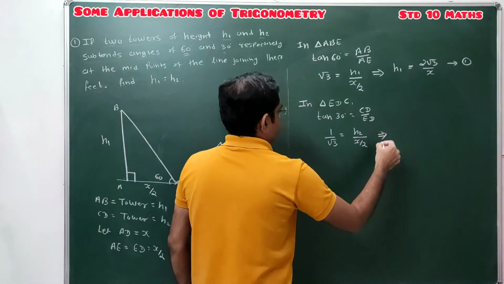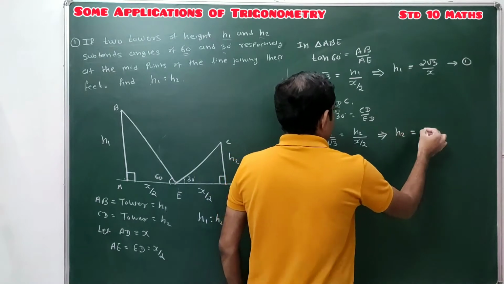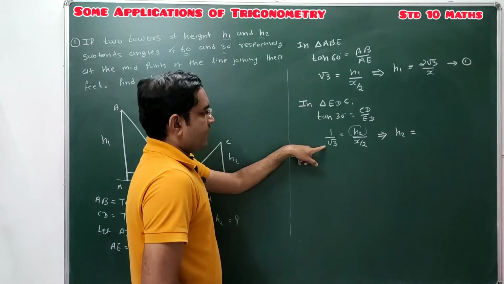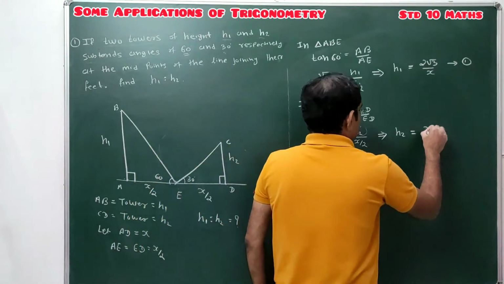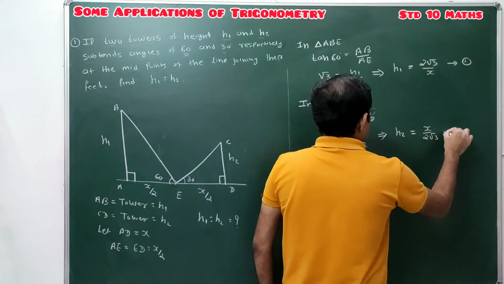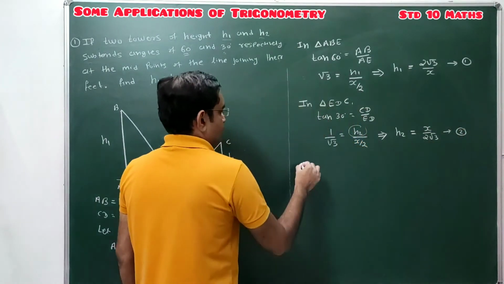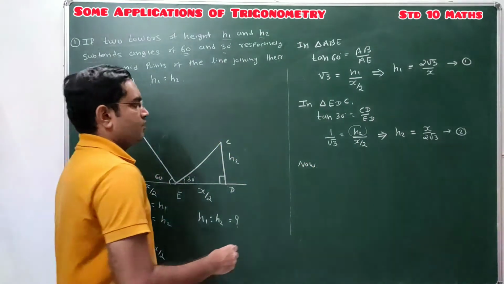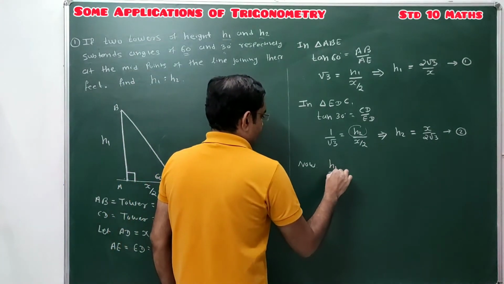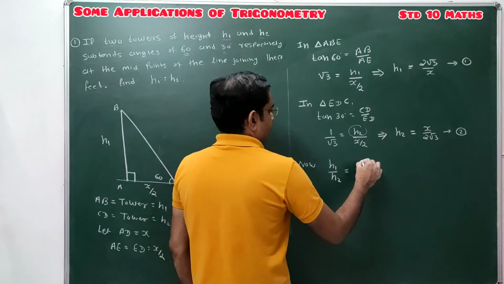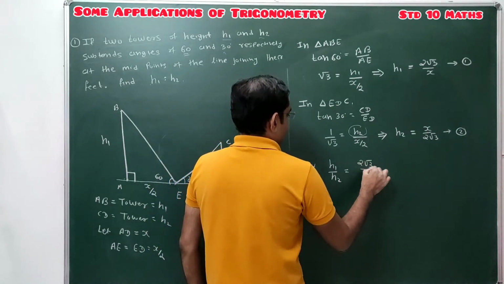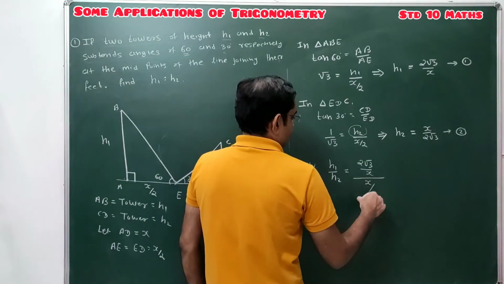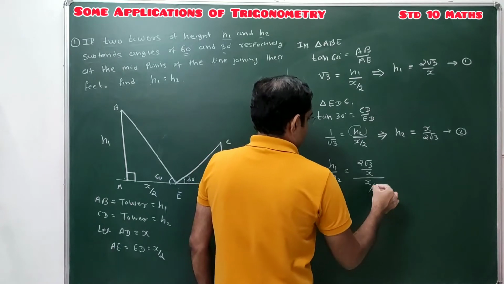So from this result we can write the value of h2. So what is h2? Take this x by 2 in the numerator. So it's x by 2 into root 3. It's x upon 2 root 3. Say this one as result 2. So now we have to find the ratio of h1 and h2. So our third step, h1 upon h2 is, h1 is 2 root 3 upon x upon h2 is x upon 2 root 3.